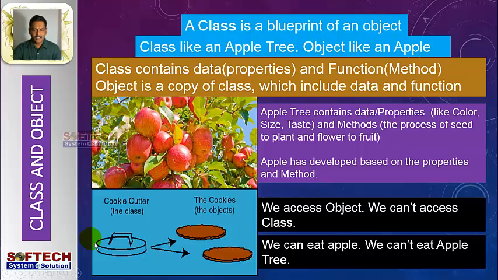We access data and functions through the object. We cannot access them through the class. We can eat an apple, we cannot eat an apple tree. We can eat cookies, we cannot eat a cookie cutter. We eat dosa, but we cannot eat the dosa pan. So through the object only we can access the data and methods. All object-oriented programming concepts are based on class and object. So class and object are the raw material for all paradigms of OOPS.